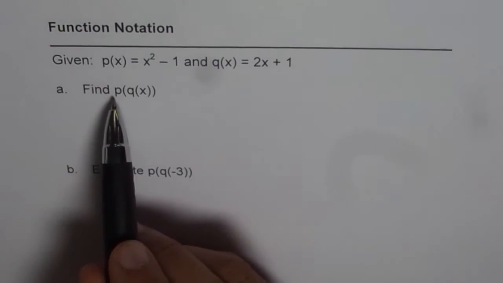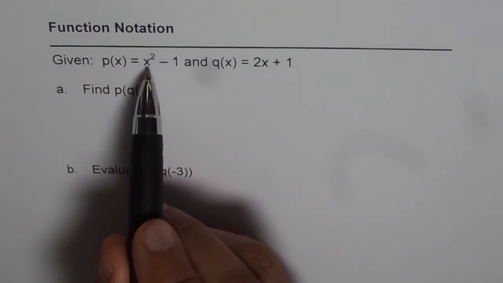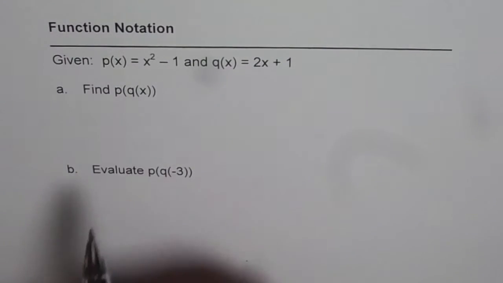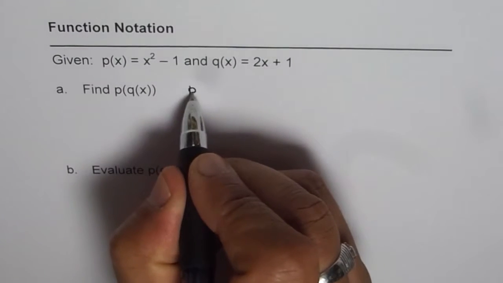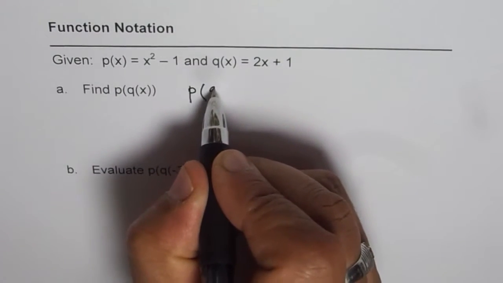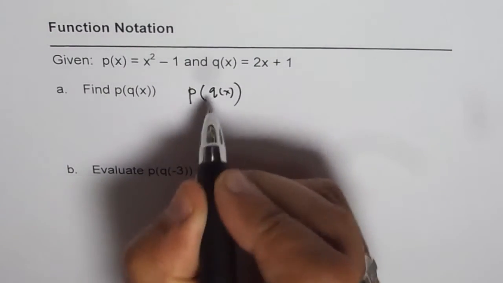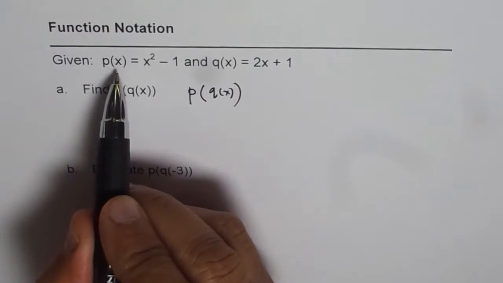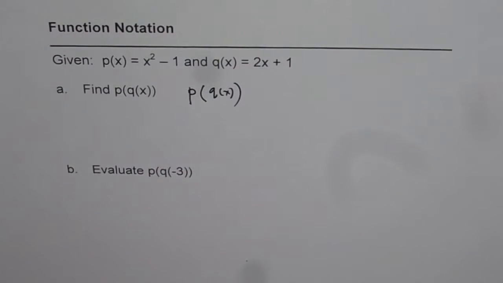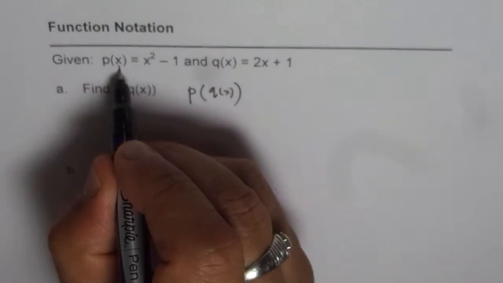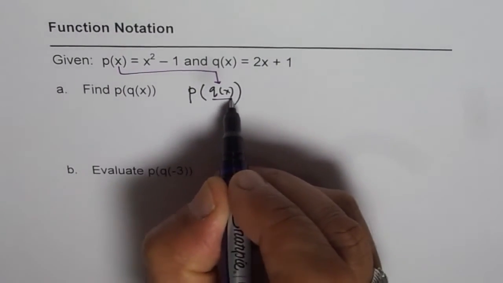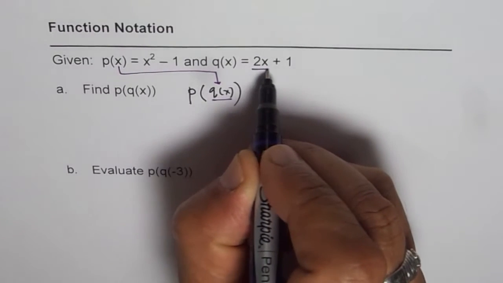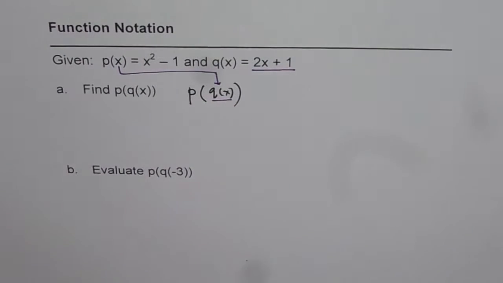Now when we say p of q of x, then x should be replaced by q of x. That is what it means. So when we are saying p of q of x, it means earlier it is p of x, so this x has to be replaced by q of x. Now what is q of x? q of x is 2x plus 1.